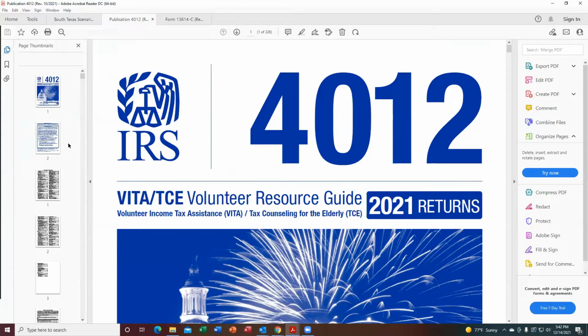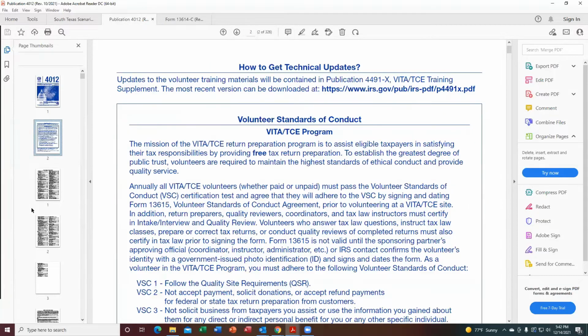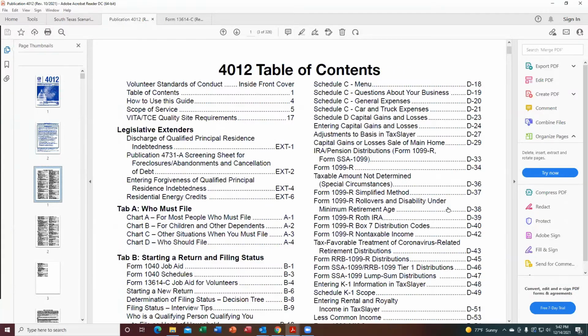So the 4012 is a publication that all volunteers need to have at their site. You literally need to have it next to you as a reference guide as you work through any of the tax returns. And of course, besides having the volunteer resource guide, there always has to be a coordinator there to assist as well. Most people refer to this as a Bible, but again, it's a quick resource guide. So I'm just going to take you through this, okay? The table of contents.